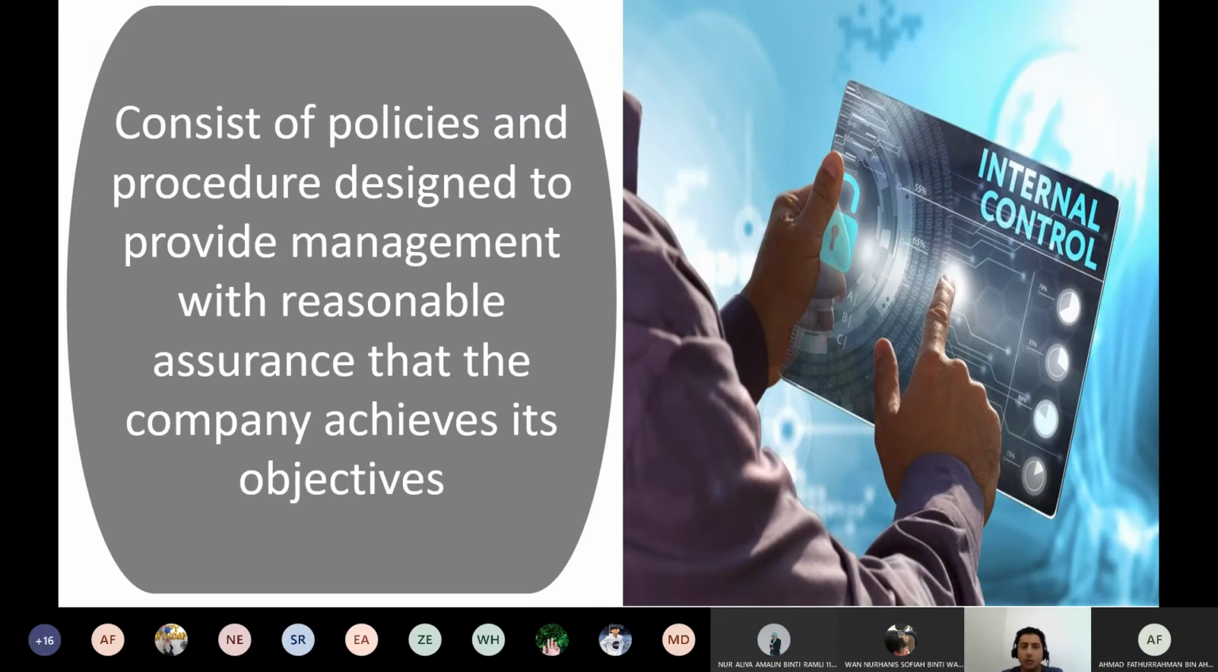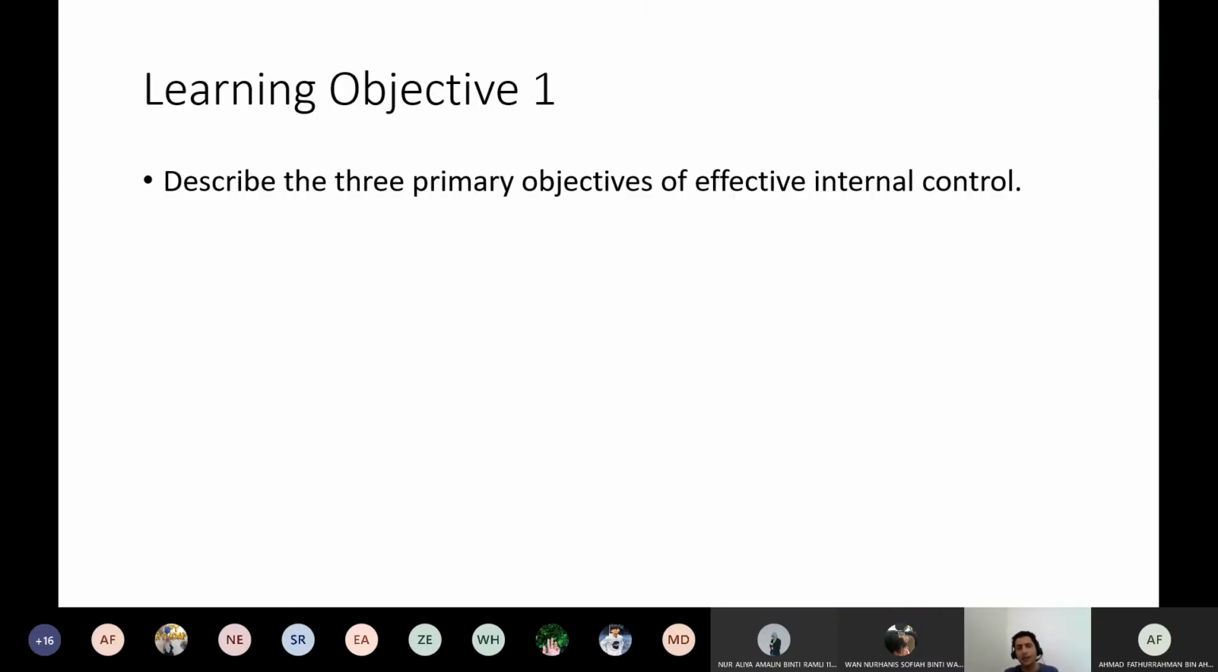Okay, so internal control consists of policies and procedures designed to provide management with reasonable assurance that the company achieves its objectives. So if you notice here, we are talking about policies and procedures that the management should undertake and have in place to achieve the company objectives. Okay. So learning objective number one is to describe the three objectives of effective internal control.